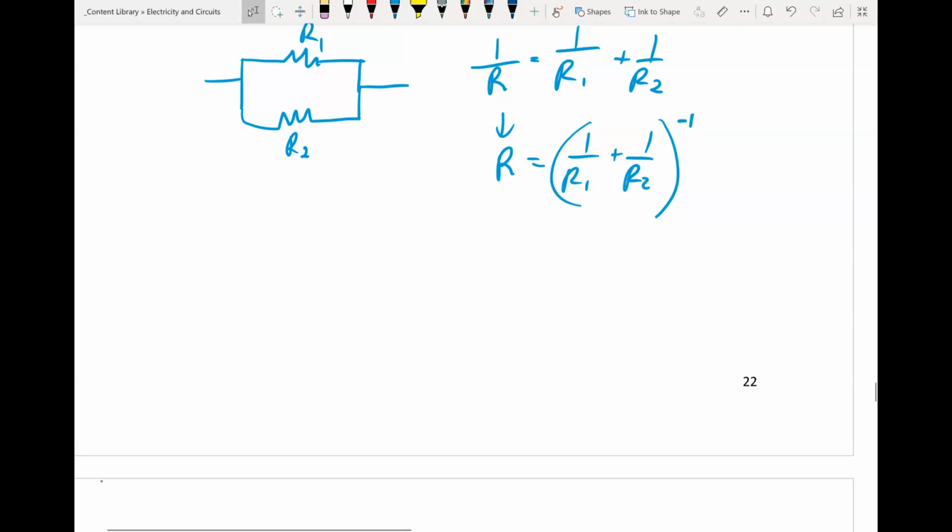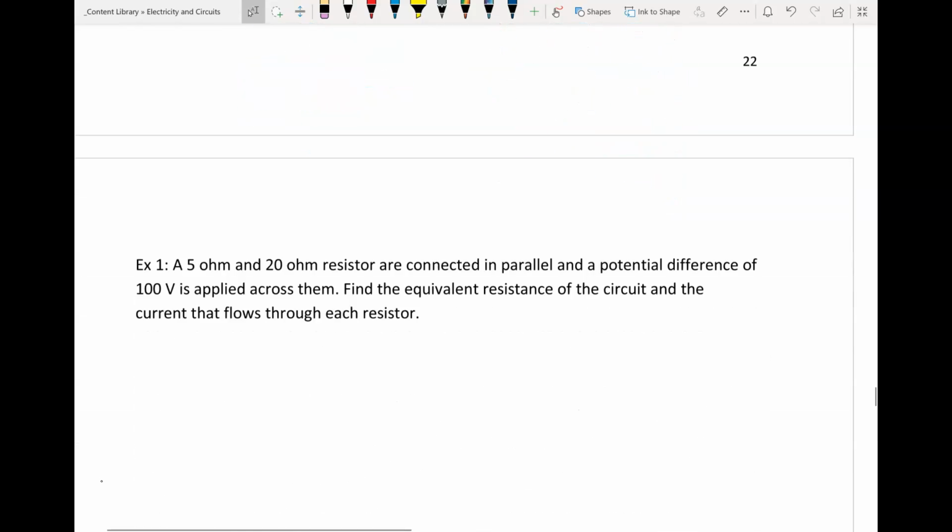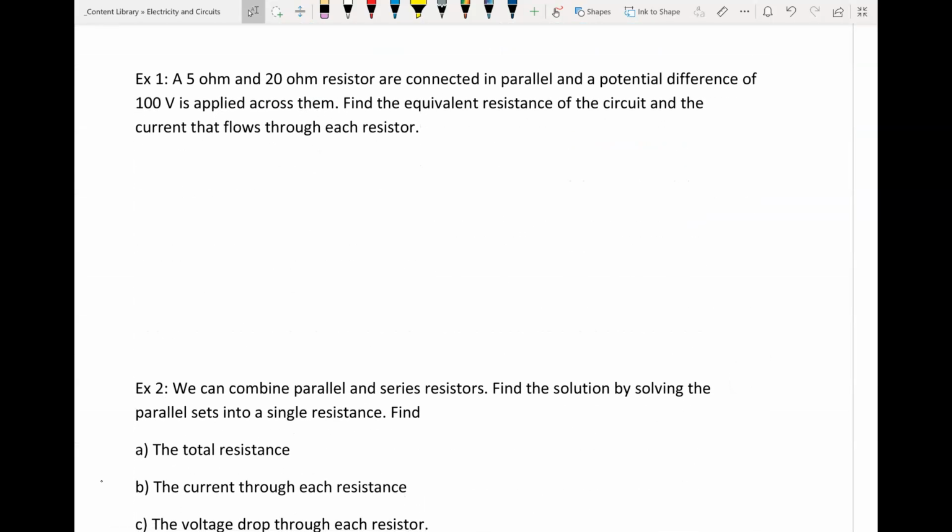So we're going to go ahead and apply these to specific scenarios. A 5 ohm and a 20 ohm resistor are connected in a parallel circuit, and a potential difference of 100 volts is applied across them. We want to find the equivalent resistance of the circuit, and we want to find the current that flows through each of the resistors. So I'm going to label this as A, finding the equivalent resistance, and then finding the current, which is going to be part B of the question.